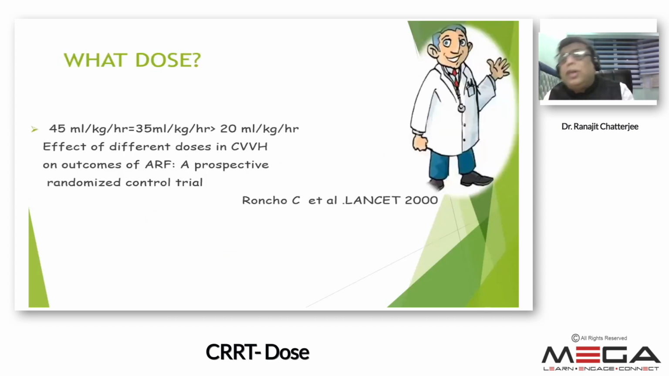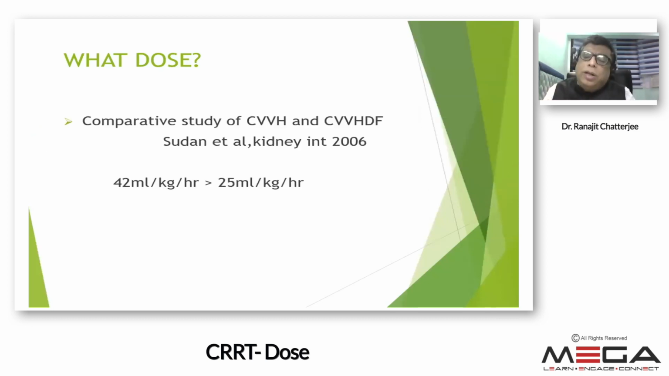So what is the dose that you basically want to give? We have seen what the dose should be, that is, what the effluent rate best for the patient should be: 40 ml, 45 ml per kg per hour. This started in 2000 by Claudio Ronco, and he found that 45 ml per kg per hour is equivalent to 35 ml per kg per hour, and it is better than 20 ml per kg per hour. So in that period, 20 years ago, Ronco found that maybe a higher dose of around 45 or 35 is better than 20. So this was basically going on till 2006.